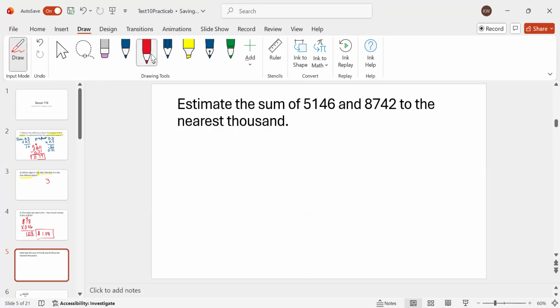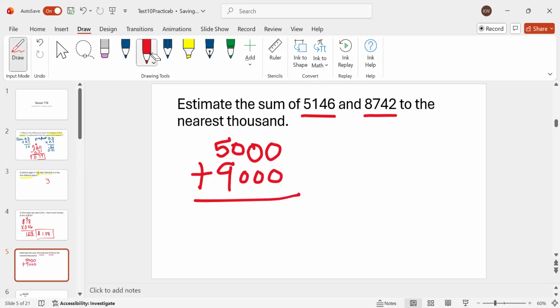All right. Estimate the sum of 5,146 and 8,742 to the nearest thousand. Okay, to the nearest thousand. So if we round to the nearest thousand and then add them together to make a sum, the nearest thousand for this guy is 5,000. And the nearest thousand for this guy is 9,000. So altogether, 0, 0, 0, and 5 plus 9 is 14.